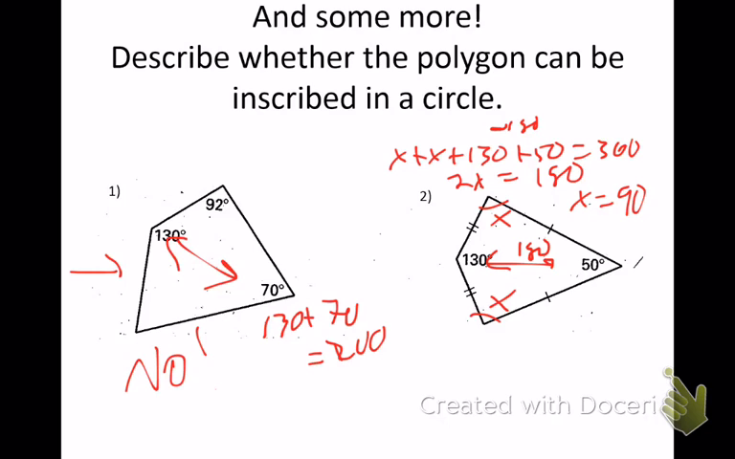Okay? So since they're both 90, they add to 180. So both sets of opposite angles are going to be supplementary. So you're going to be able to inscribe this kite in a circle. Okay?